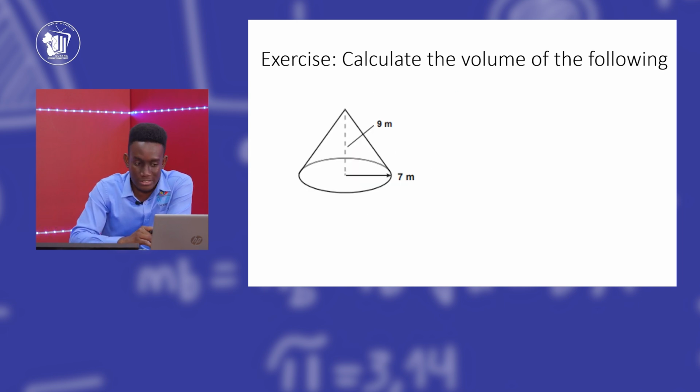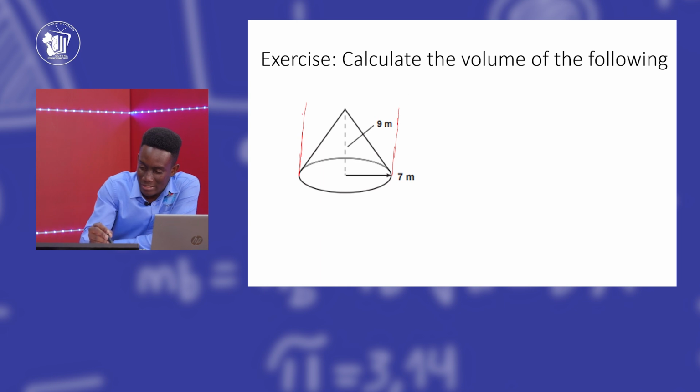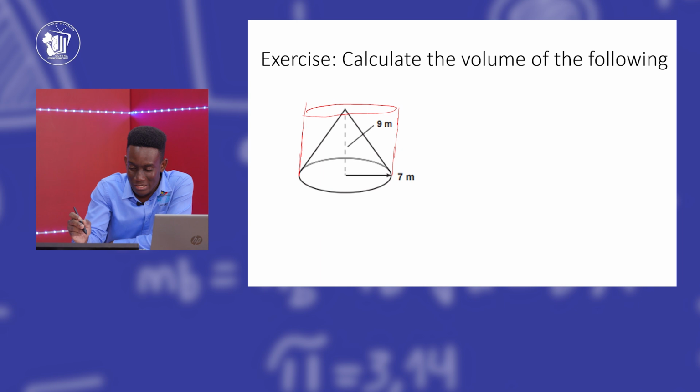So now let's look at a cone. Now the cone, if you look at the cone, it's like a piece of a cylinder. If I draw up this shape here, you can see you have something like a cylinder, but 1/3 of it would be missing.